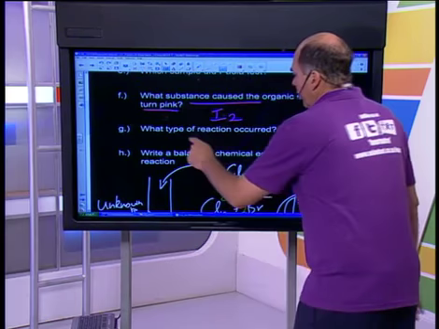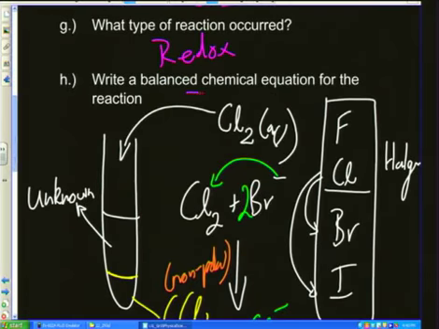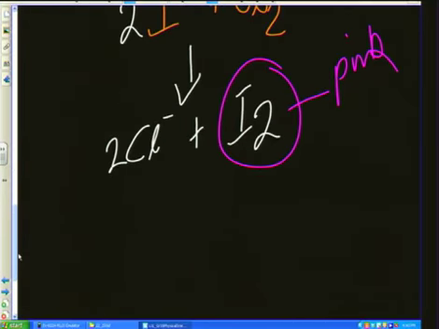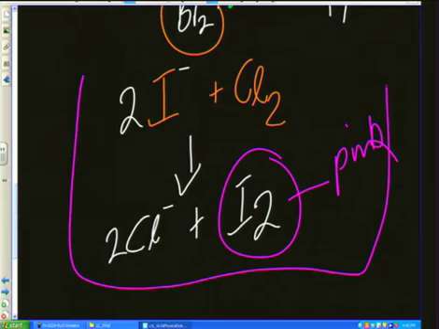I want to finish the question. Redox is the answer. Write a balanced chemical equation for the reaction, and I've done it already. There it is. Hope you can see it. There it is. And we're done.